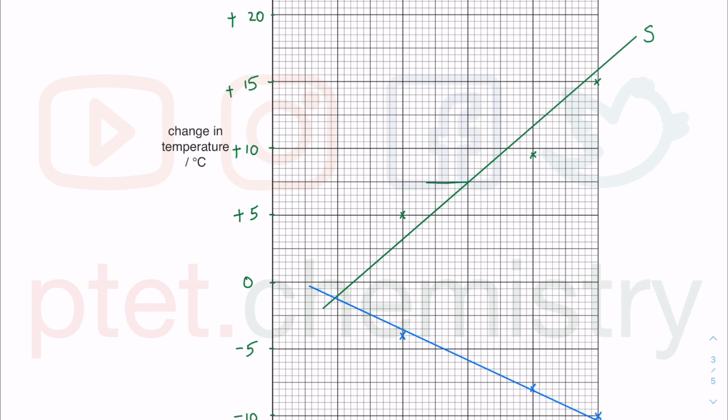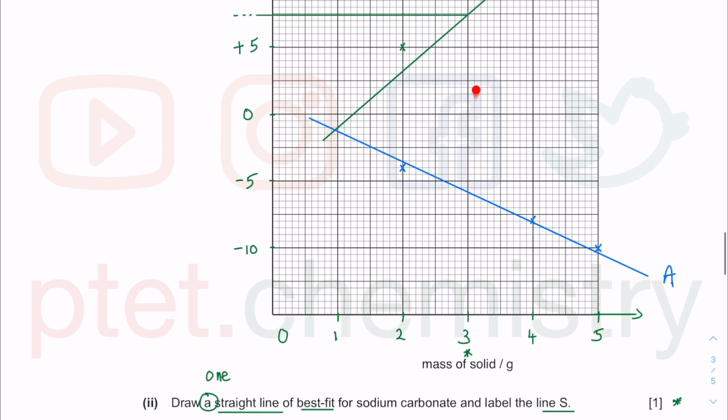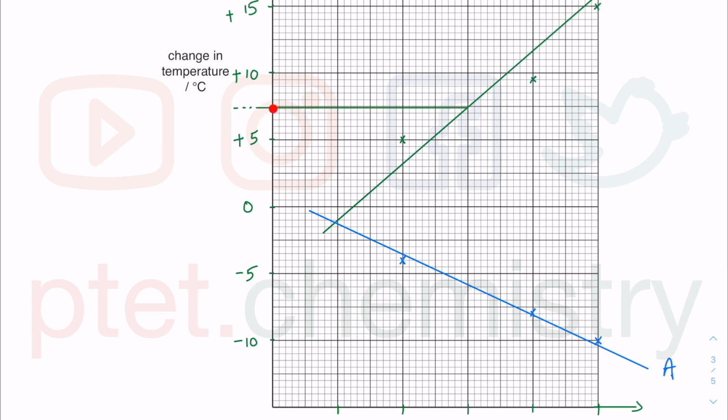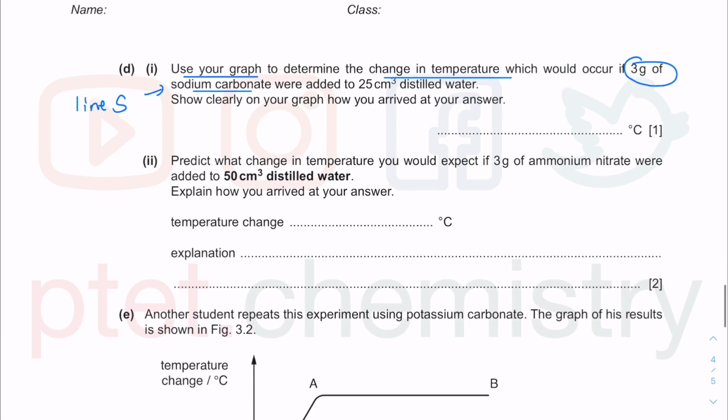So we're looking at around here. 3 gram is exactly here, because there was 3 gram of the solid added. We would expect it to be exactly in between plus 5 and plus 10. This is plus 7.5 degrees Celsius. So use your graph, show clearly on your graph. I already did that by drawing the lines to give me plus 7.5 degrees Celsius.